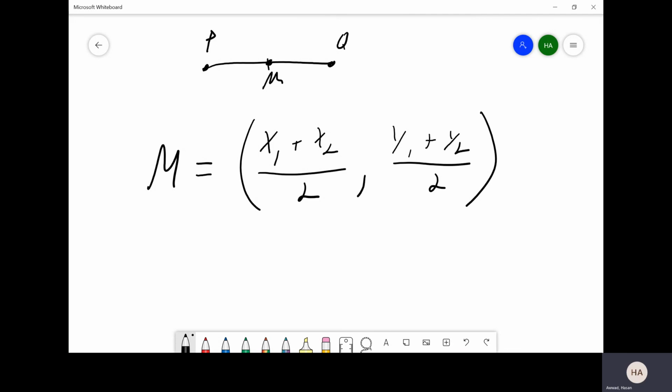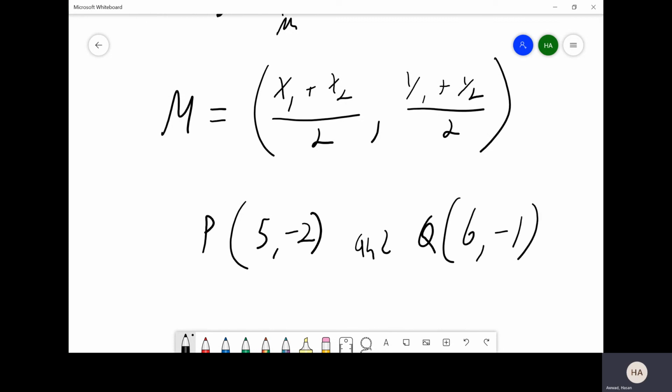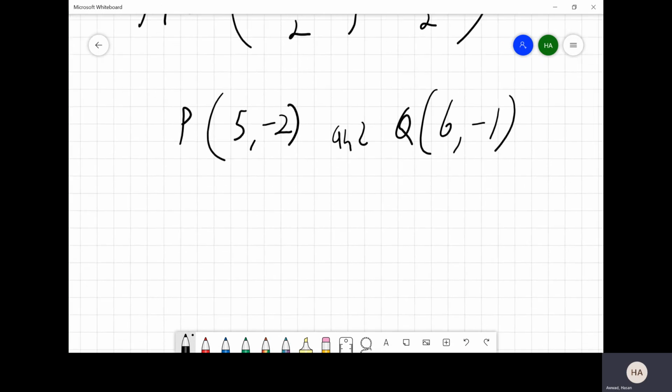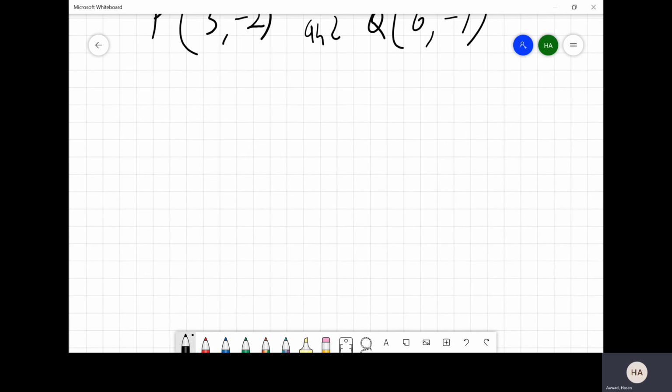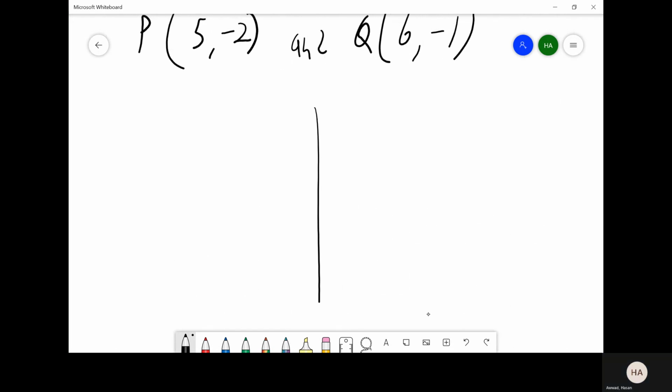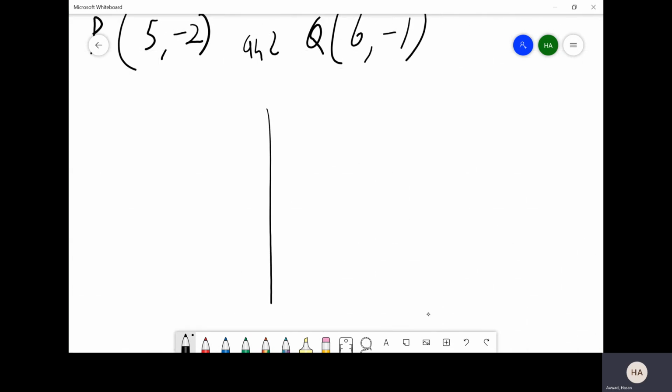So let's say that we had the midpoint of a line segment whose endpoints are P, so 5, -2, and Q, so Q being 6, -1. If we really wanted to, we can draw this on our coordinate plane, and I'm not going to bother with the ruler. I'm just going to try to do this as best as possible. So 5, -2, it's really going to be over here. So our points are going to be in the fourth quadrant.